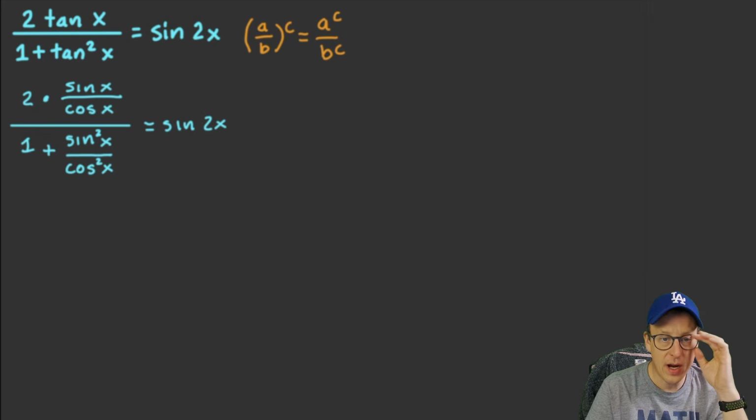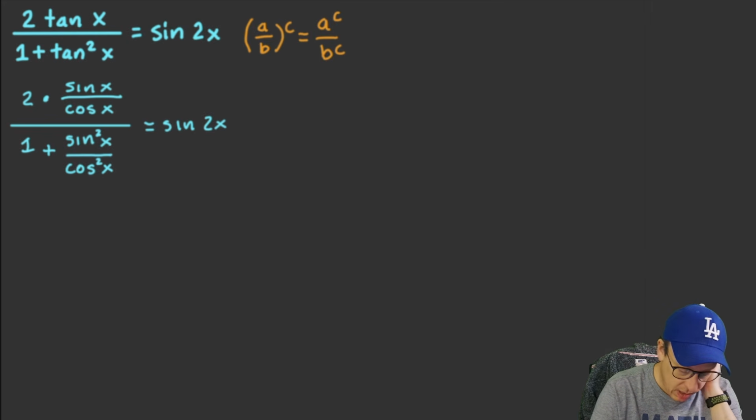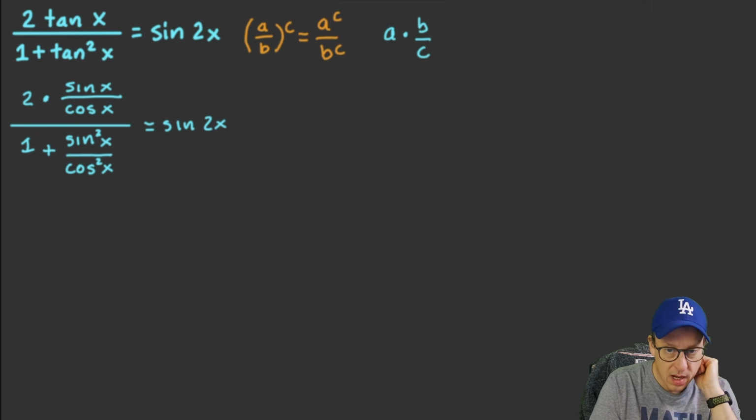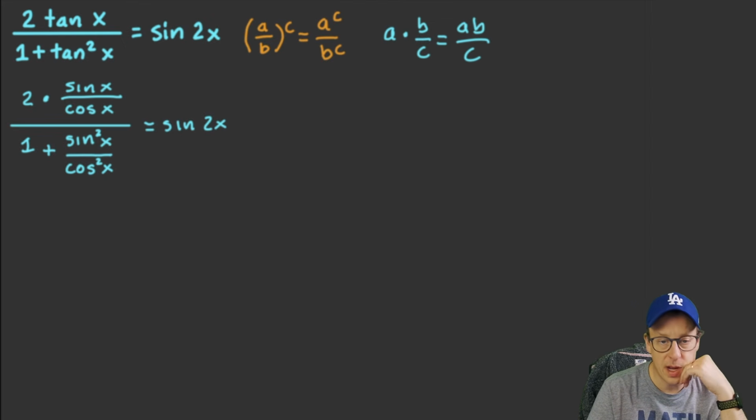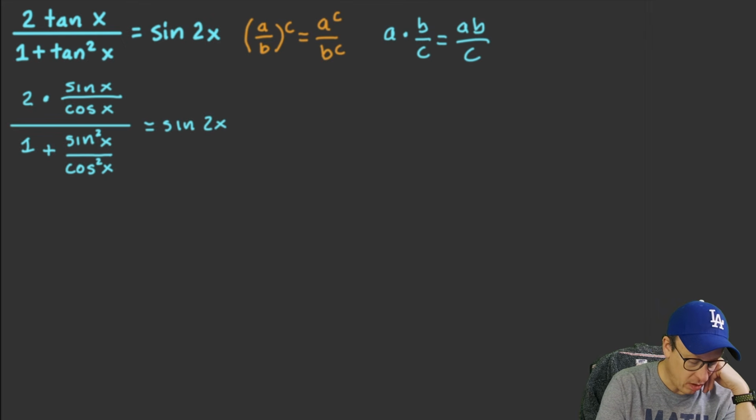Another rule that I'd like to be able to use is if you have a times b over c, this is going to be, of course, equal to a times b, over c. So I'm going to also get rid of this part right here, drag this over here, put the 2 in front of there, and drag that there. Just moving some values around.